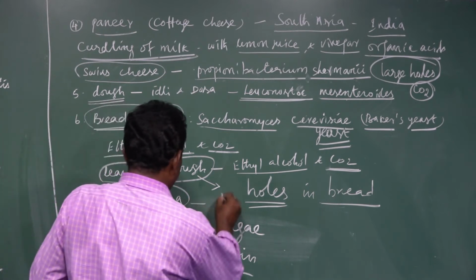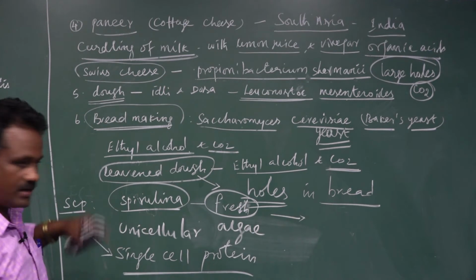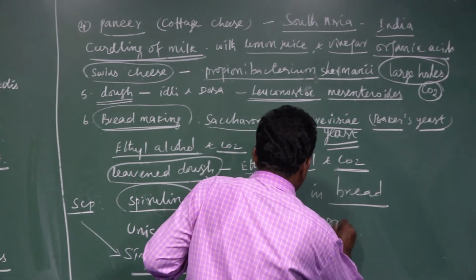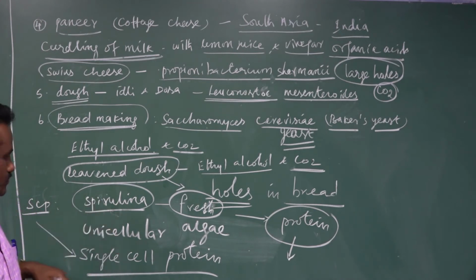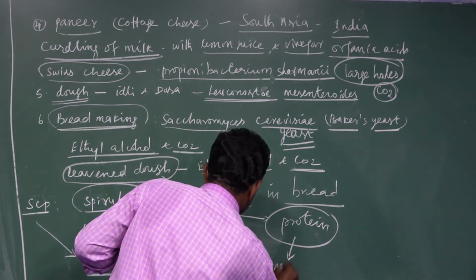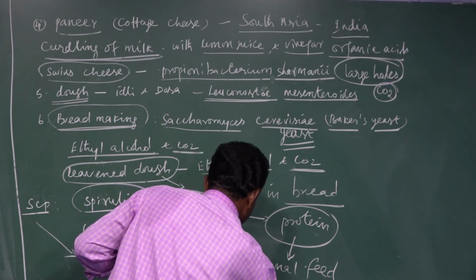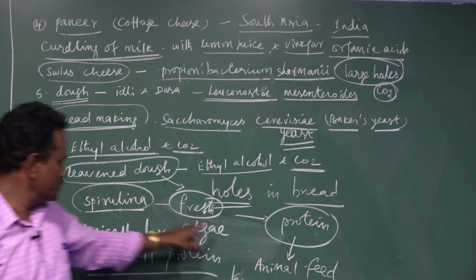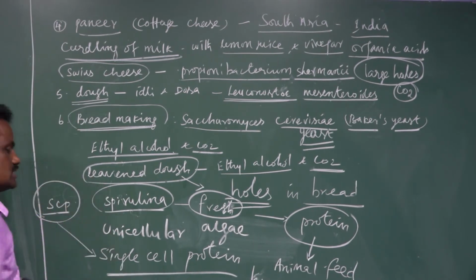This spirulina, either in fresh form or mixed with some other organisms, is used to prepare a special type of protein. Actually, spirulina contains a lot of protein. This protein is added as an ingredient to food products. The food products are prepared for human consumption, or for animal feed. So the protein obtained from spirulina is used for animal feed preparation or for human consumption. So this is another microorganism which is used as a food material.